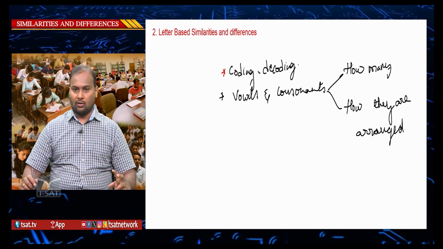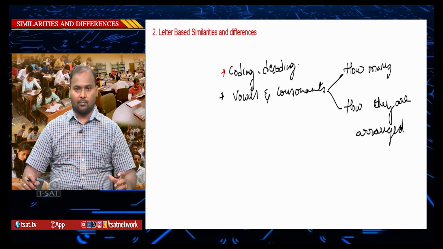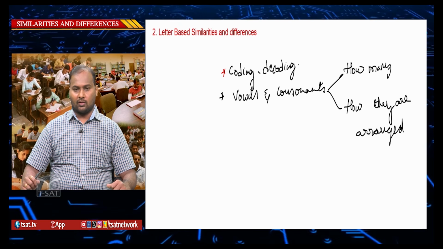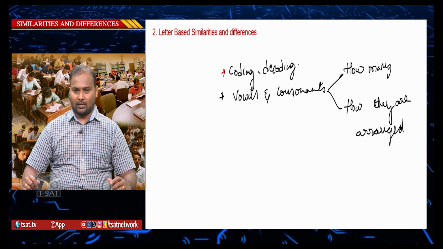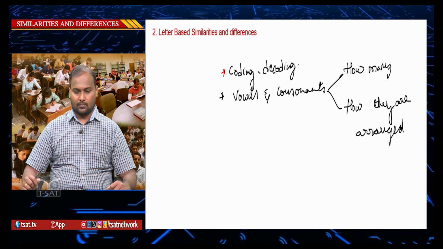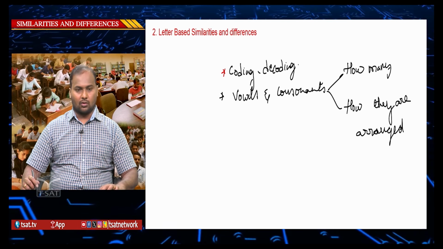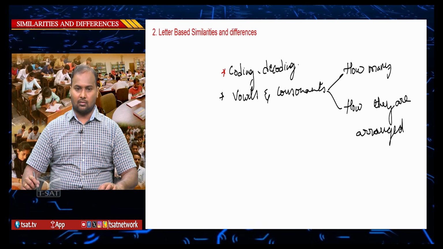So, the student should know only two areas: one is coding and decoding, which was already done in the previous topics, and the second one is vowels and consonants. In vowels and consonants, he has to observe how these consonants are arranged and how many there are also. So, without wasting time, let's see some questions based upon the format of coding and decoding and vowels and consonants.